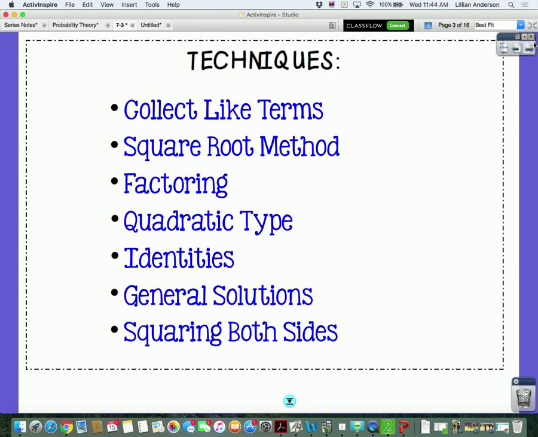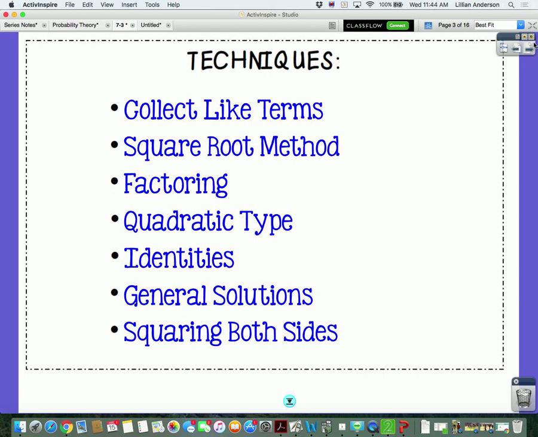Now, that last one, you don't use too often. You usually use it when you're given 2 different trig functions, you can't use an identity for them, and you can't factor anything out. That's when you go to that. That's like your last resort to solve a trig equation.